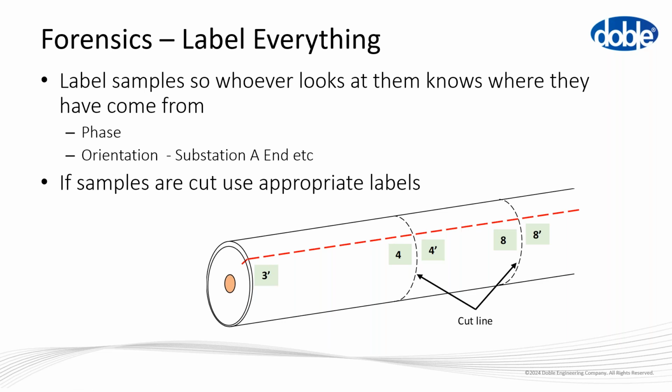Before we start to cut things up, again, it's important to label the pieces as we take them apart. Now, here it's 4 and 4 prime, 8 and 8 prime. It could be A and A prime, A, B. It doesn't really matter how you label it, but label it in such a way that you can put it back together again.